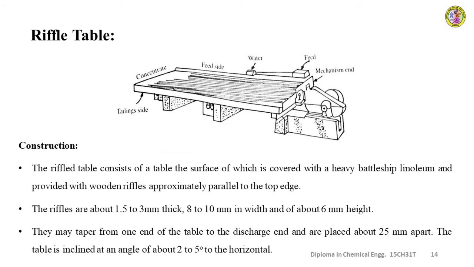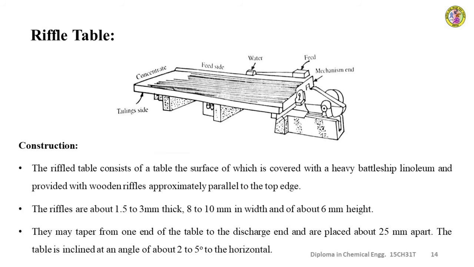The riffle table mainly consists of a table, the surface of which is covered with heavy battleship linoleum and provided with wooden riffles approximately parallel to the top edge. The wooden rectangular pieces are attached to the top surface of the riffle table, which creates riffles on the table. The riffles are about 1.5 to 3 millimeters thick and 8 to 10 millimeters in width. Such wooden pieces are attached to the top surface to create riffles on the surface of the table, and the height of these riffles will be around 6 millimeters.